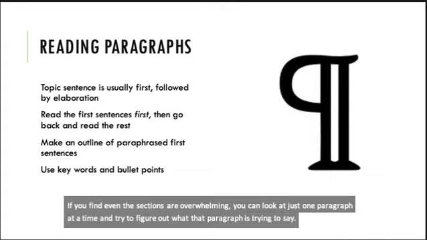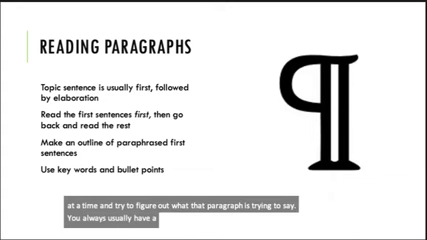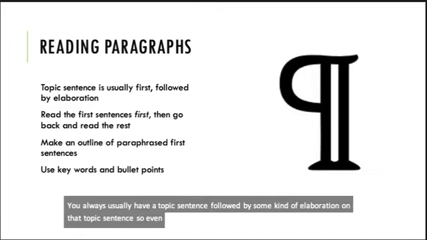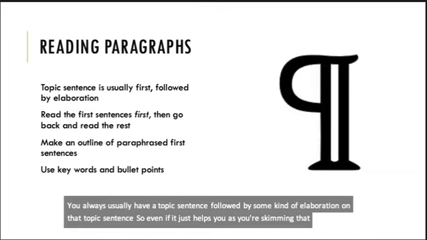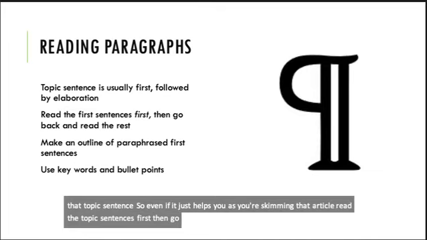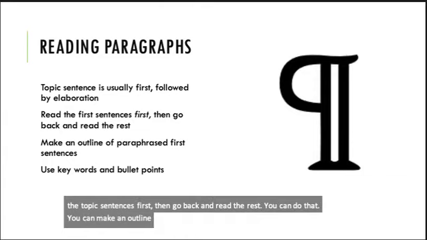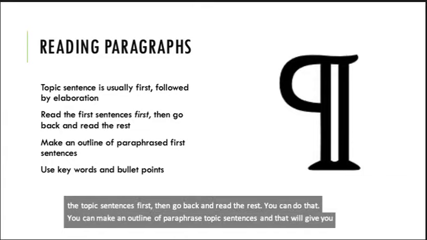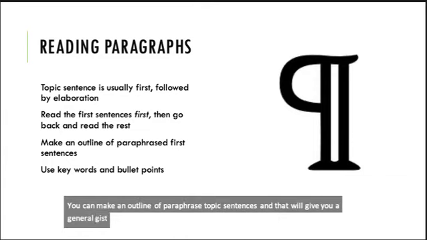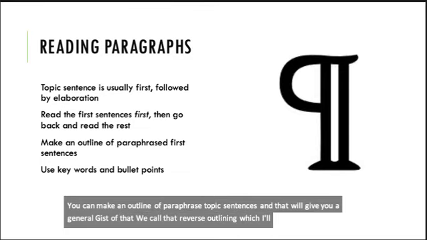You'll usually have a topic sentence followed by some kind of elaboration on that topic sentence. So even if it just helps you as you're skimming that article, read the topic sentences first, then go back and read the rest. You can make an outline of paraphrased topic sentences, and that'll give you a general gist of it. We call that reverse outlining, which I'll go into a little bit more on the next slide.